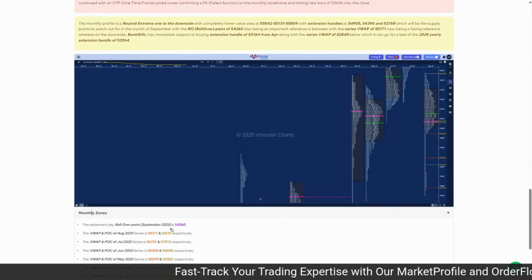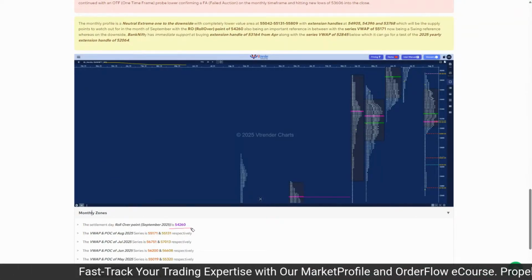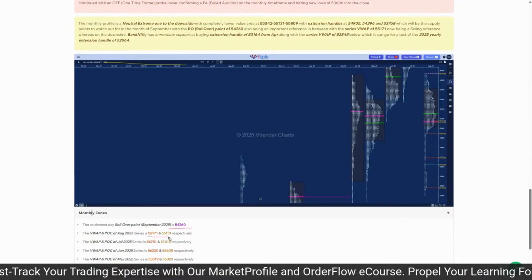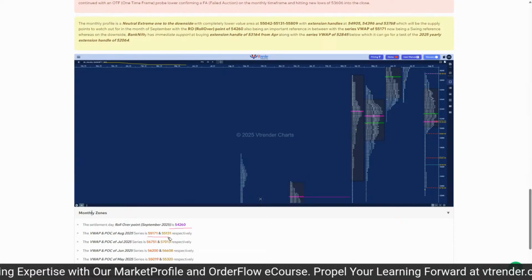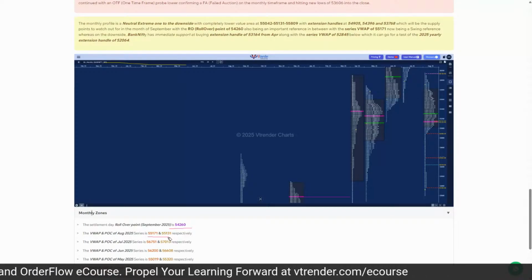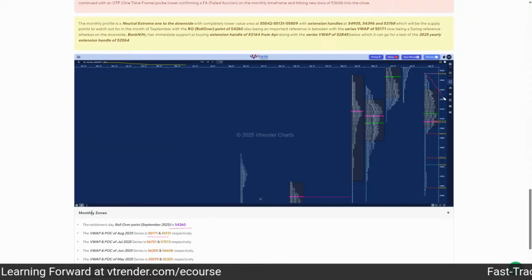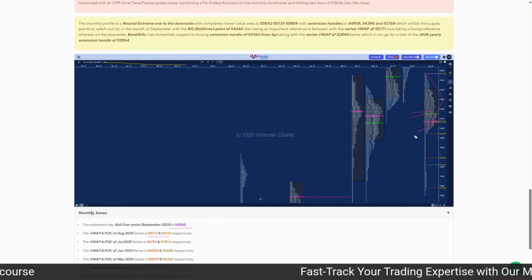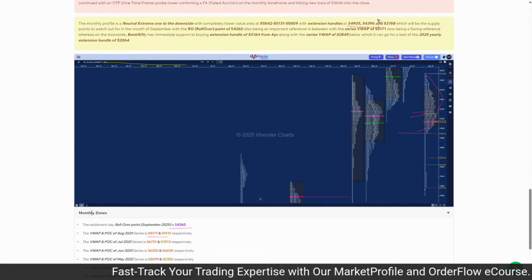So the important references: 54260 is the rollover point, and the neutral extreme VWAP and the POC are clubbed together at 55171 and 55131 respectively. So why are they clubbed together? Because most of the month we were forming a balance, which is why both the POC and the VWAP are together. But we have made a big move away, and these are the extension handles.